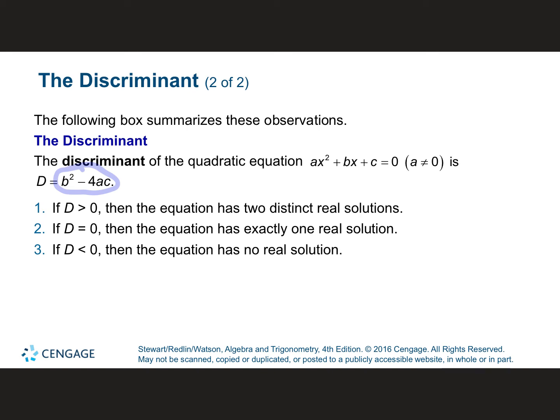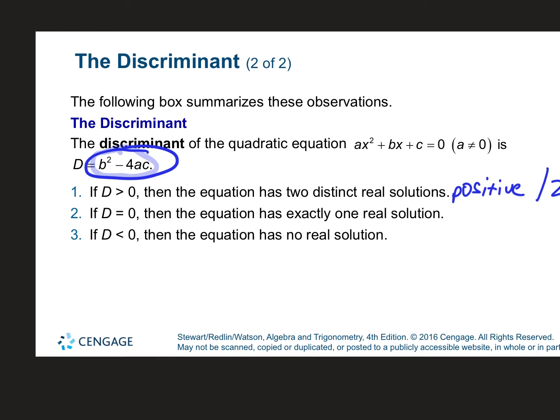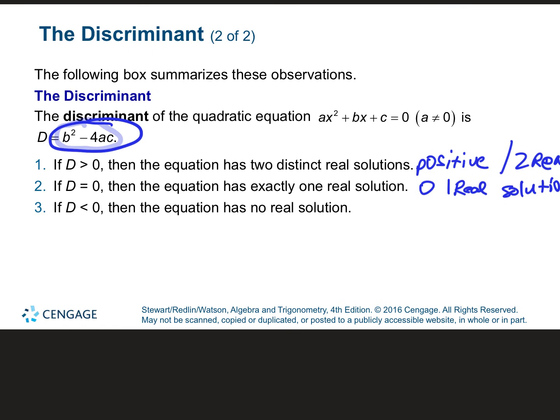So there's 3 rules. It says if d is greater than 0, then the equation has 2 distinct real solutions. What that means is if your discriminant, this thing underneath the square root, is a positive number, you have 2 real solutions. If b squared minus 4ac, when you work it out, becomes 0, then you have 1 real solution. If you work out the discriminant, b squared minus 4ac, and you get a negative number, you have no real solutions.